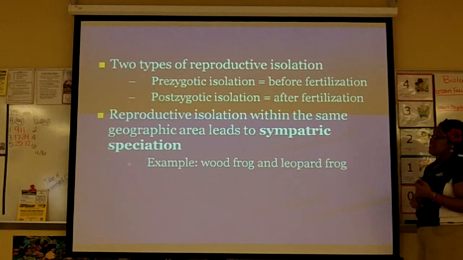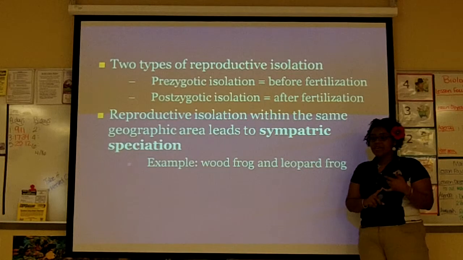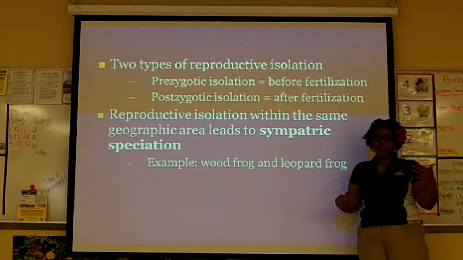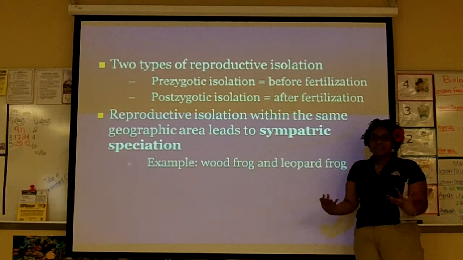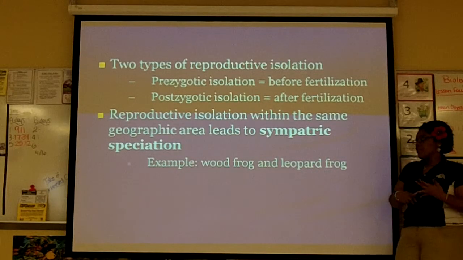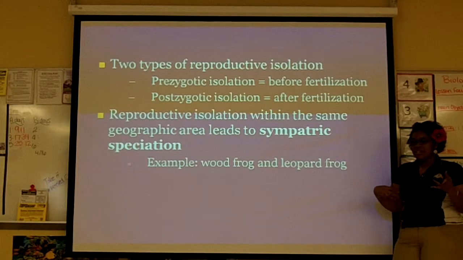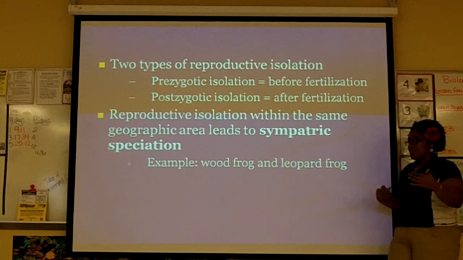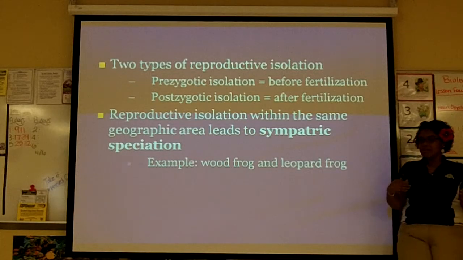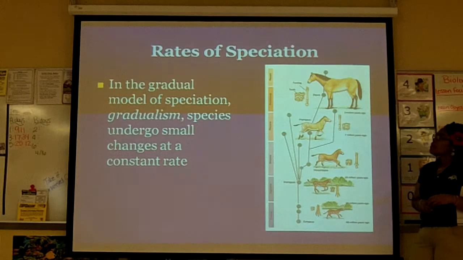With reproductive isolation, you could have individuals who live in the same area, but because they reproduce at different times, they are considered two different species. An example would be the wood frog and the leopard frog. Very similar, but because they have different times of breeding, that's called sympatric speciation.